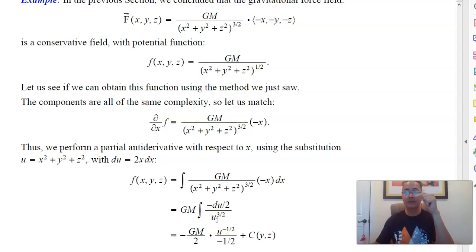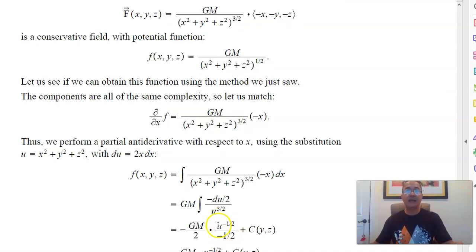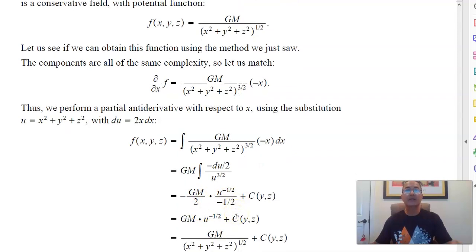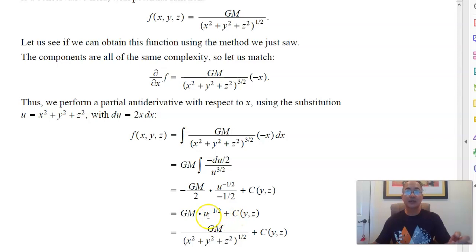All right, power rule, negative 3 halves plus 1, you get negative 1/2. So we get u to the negative half over negative 1/2, and then something wonderful happens. The 2's cancel, the minuses cancel, so we just get u to the minus 1/2 and the 2 constants. So we bring back the u, put it in the denominator because it has a negative exponent.